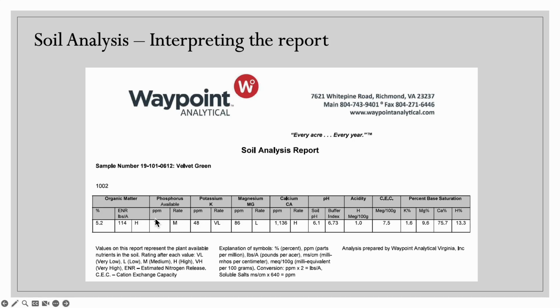For phosphorus, we have 7 parts per million, and they would rate that as medium. Our organic matter is 5.2%. That's actually very good. We'll get magnesium, calcium. Our pH is 6.1, so we don't need to apply lime. Our CEC is about 7.5, so it's probably more of a kaolinite type soil that is probably going to need to be spoon-fed in order to optimize that crop production.